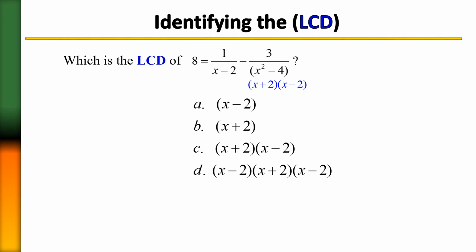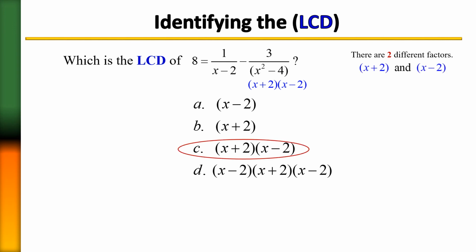So therefore, my LCD would be a combination of the two factors, because each factor only appears at most once. So my LCD is x plus 2 times x minus 2.